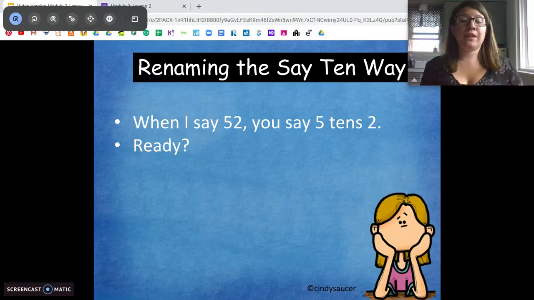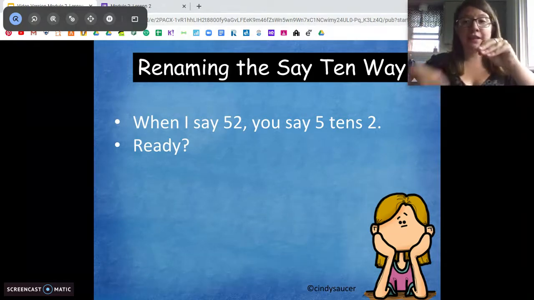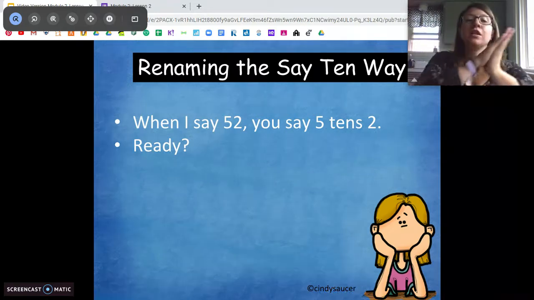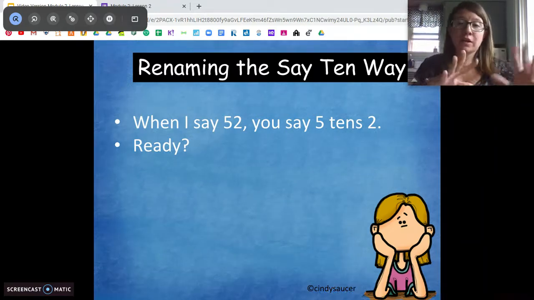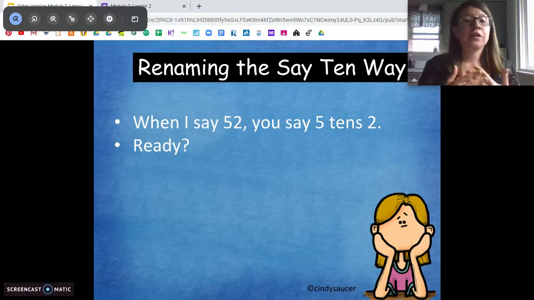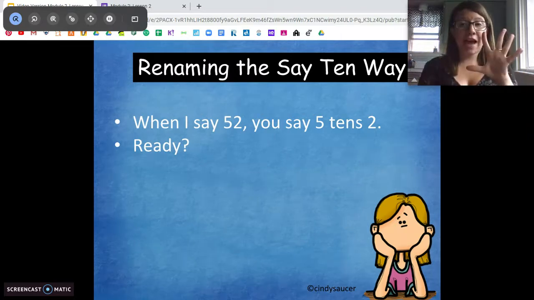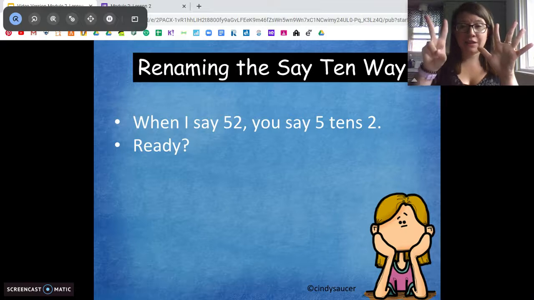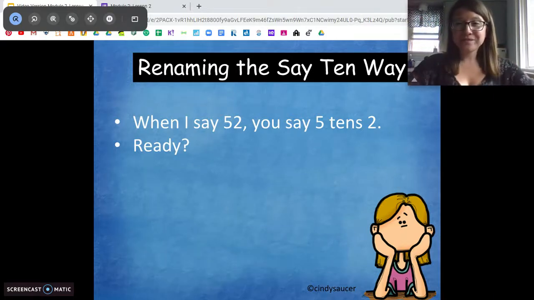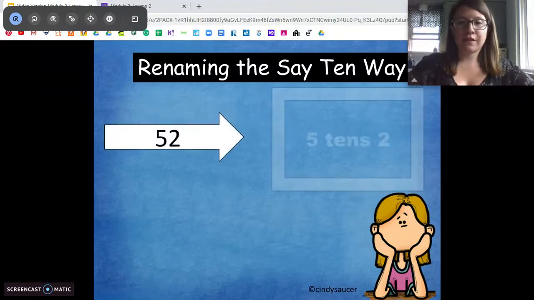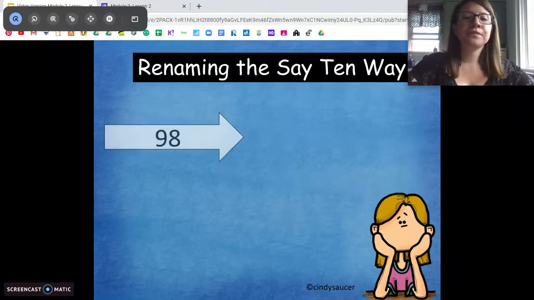Remember, the say 10 way is when you break apart a number into its tens and ones, and you tell me how many tens and then the leftover ones. So, I'm going to give you a number, and you're going to tell me the say 10 way. For example, if I say 52, you're going to say 5 tens 2, because there are 5 tens in the number 52 and 2 extra ones. 5 tens 2 is 52. Ready? You don't need to write anything down. Just say it out loud. Here we go. 52 is 5 tens 2.